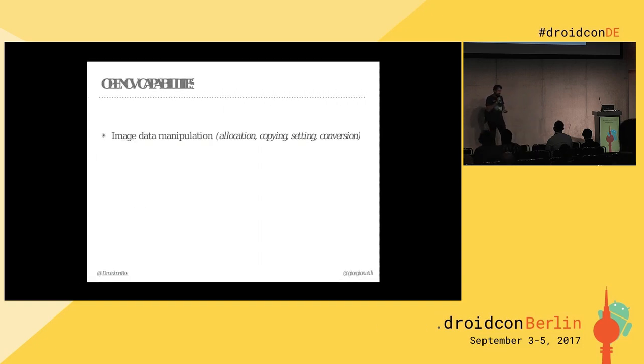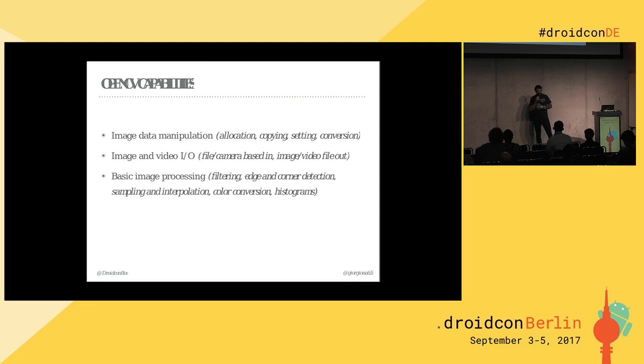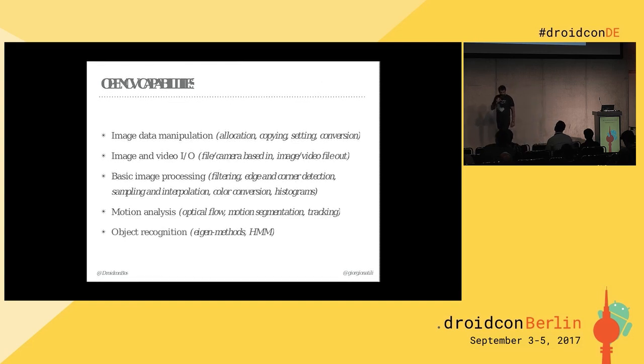The OpenCV capabilities are pretty straightforward. Image and data manipulation: you can allocate, copy, change settings, deal with video input and output, do basic image processing, and do motion analysis. On top of this, you can do object recognition.